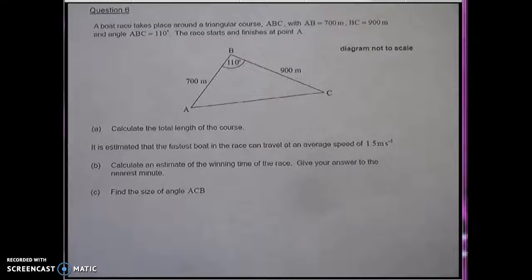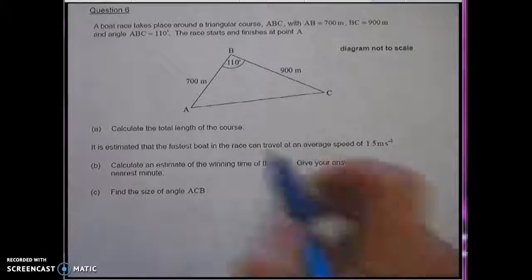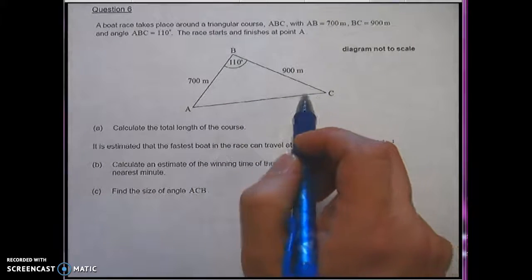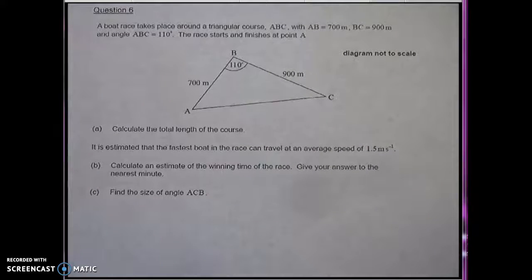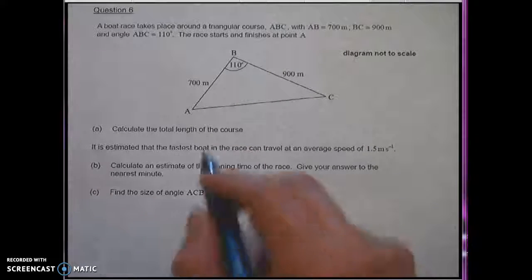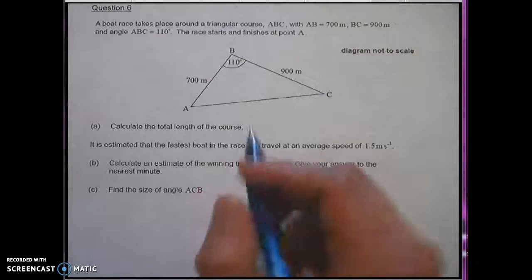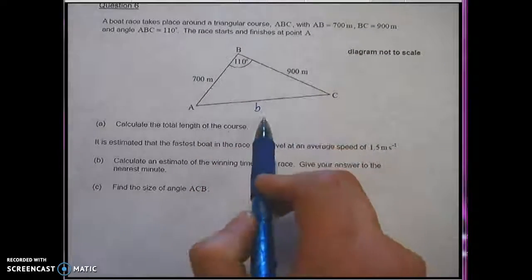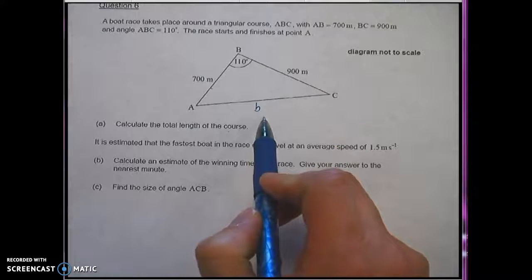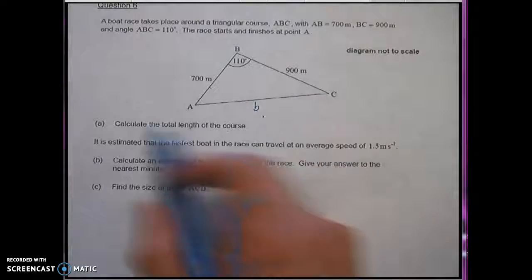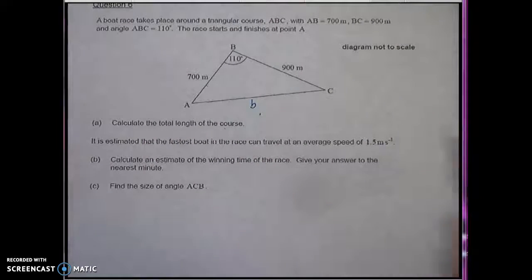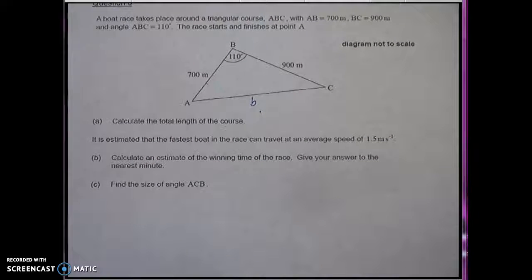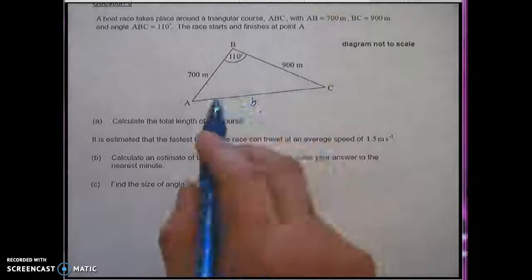A boat race takes place around a triangular course, ABC, with AB 700 meters, BC is 900 meters, and angle ABC is 110 degrees. The race starts and finishes at point A. Calculate the total length of the course. Well, I think we can agree, if I call this lowercase b, that 700 plus 900 plus b equals the total length of the course. It's just the perimeter. The question is, how do I find that b? As much as I'd like to do the sine rule here, I can't, because I don't know either of these two angles.